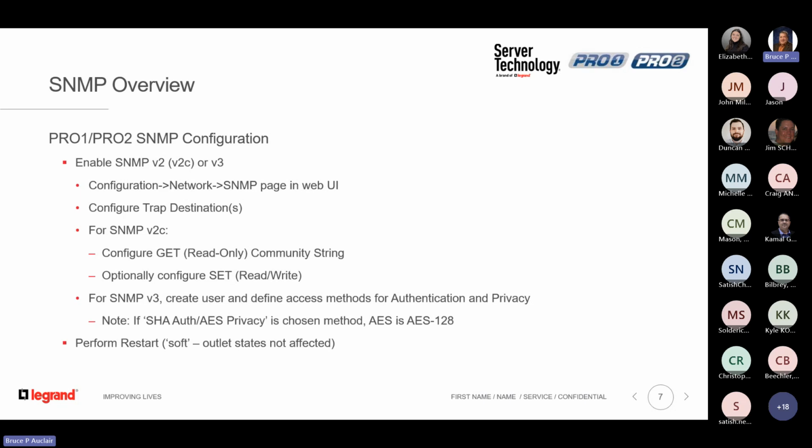If you are enabling SNMP version 2, there's a couple extra steps. You need to configure a get community string. It's effectively a password of sorts. It's a password that will allow you to read objects from the PDU. It's a read-only password, if you will. And then optionally, if you intend to use SNMP to configure items and/or control items, such as switching an outlet on or off if it's a switched PDU, you would also need to configure a set community string.